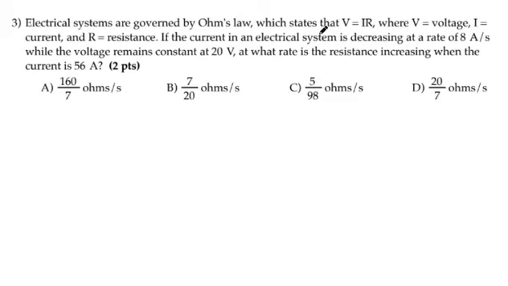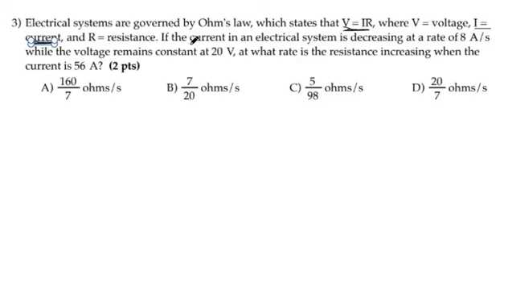Okay, so if we read through the problem, they've given us a formula. We don't necessarily have to know how the formula works in electrical science or anything like that. If the current in the electrical system is decreasing at a rate of 8 amps per second. So they explain that I is equal to the current, right?